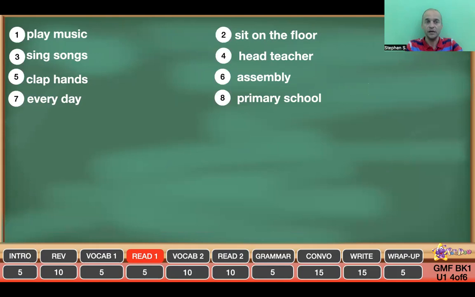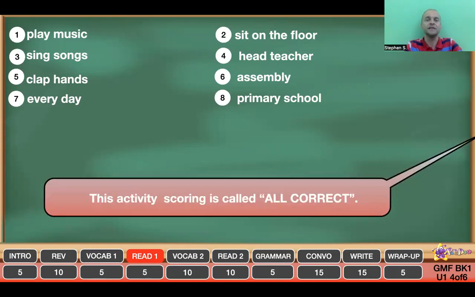And now what we're going to do is we're going to erase that, and boom, I'm going to throw up the numbers. Why am I throwing up the numbers? Because we're now going to have an activity on the whiteboard that is called all correct.